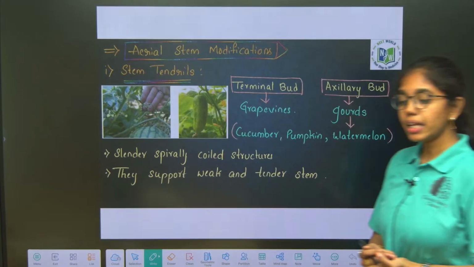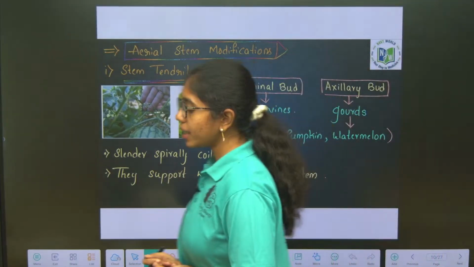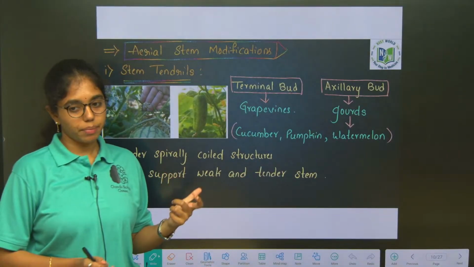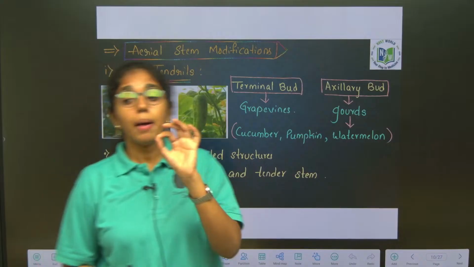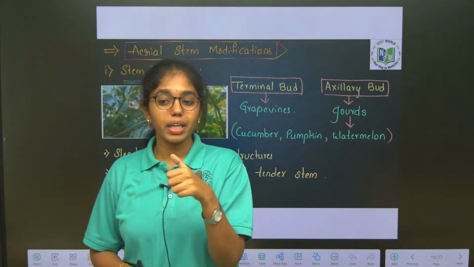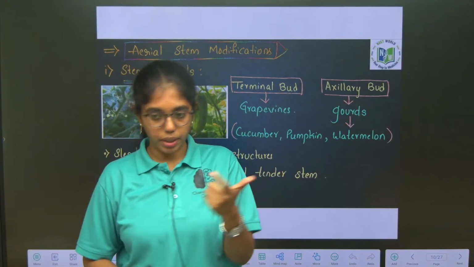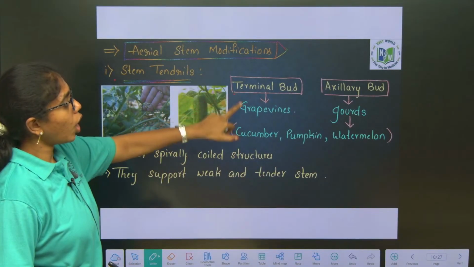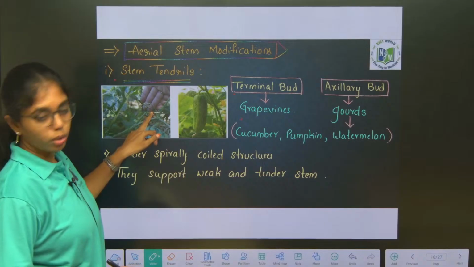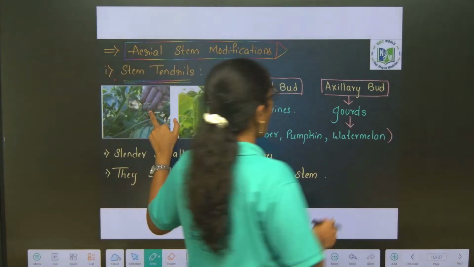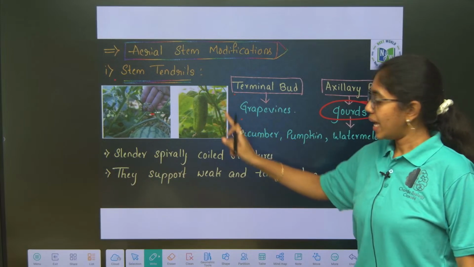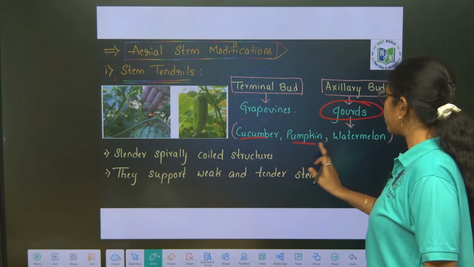Now, aerial stem modifications. If you see, what gets modified in the stem region? In the stem region, the bud region gets modified, be it the terminal bud or the axillary bud. First is stem tendrils. The terminal bud of grapevines is modified to tendril. Axillary buds of gourds are modified to tendril. Examples include cucumber, pumpkin and watermelon.